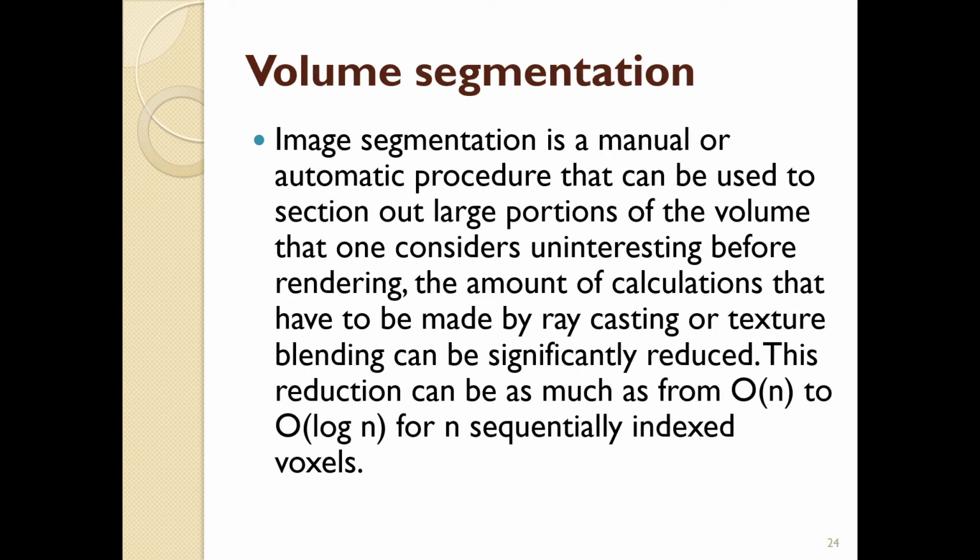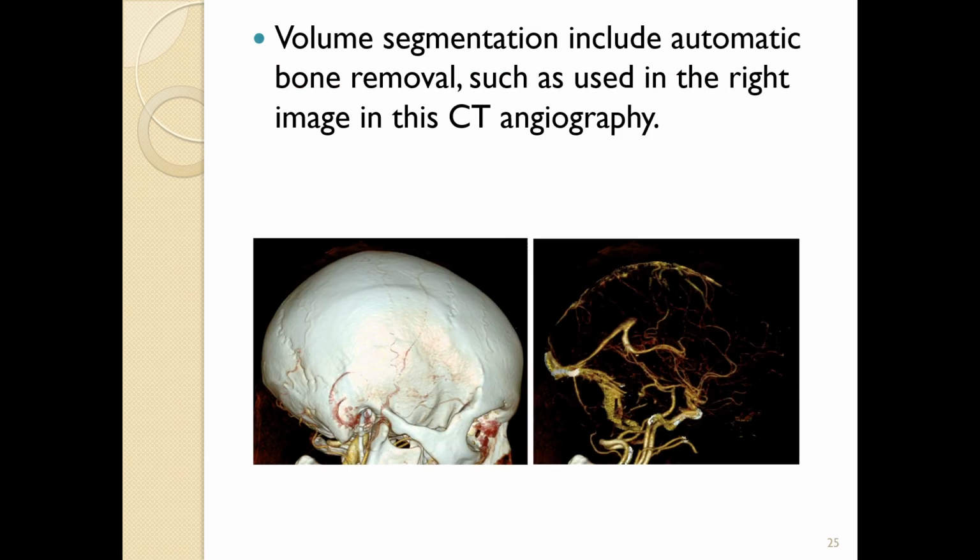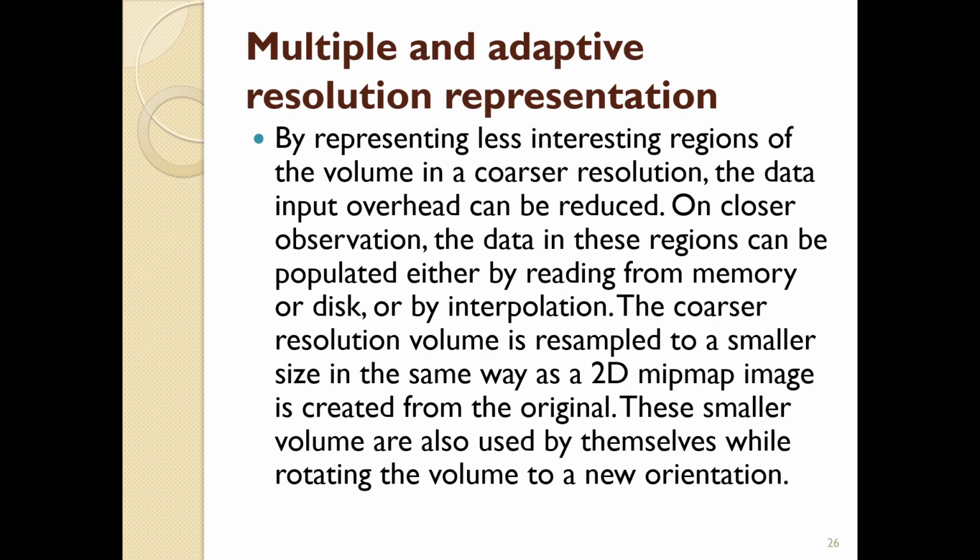Volume segmentation. Image segmentation is a manual or automatic procedure that can be used to section out large portions of the volume that one considers uninteresting before rendering. The amount of calculations that have to be made by ray casting or texture blending can be significantly reduced. So here you can see volume segmentation including automatic bone removal of the human skull using CT angiography.